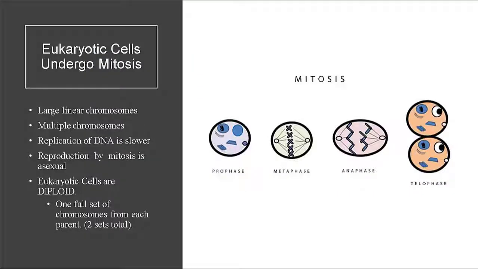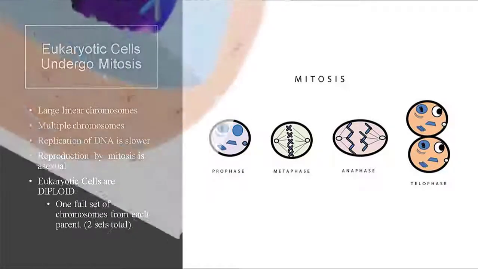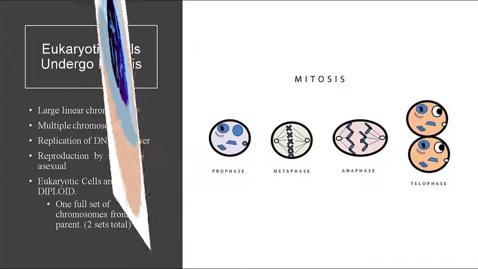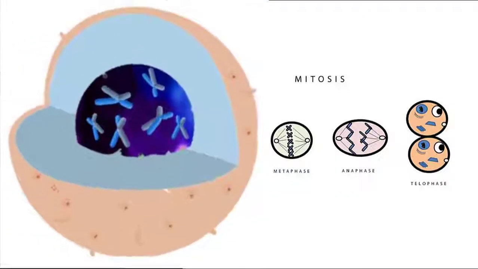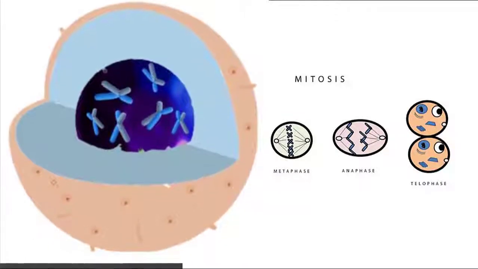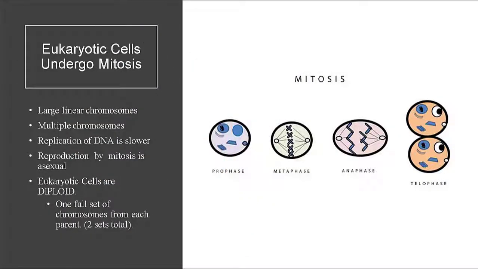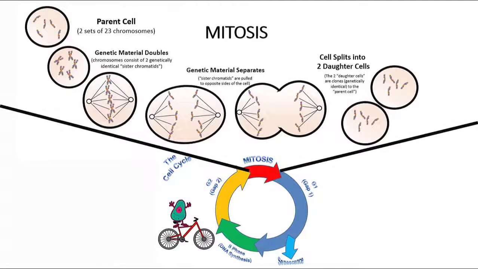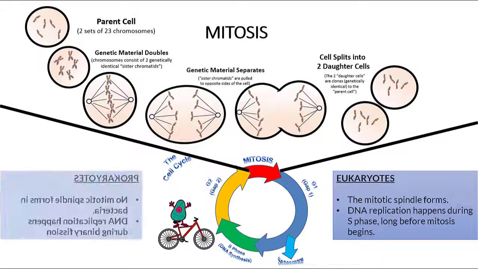In contrast, eukaryotic cells undergo mitosis. Mitosis is the method by which eukaryotic organisms can undergo a type of asexual reproduction. Remember that eukaryotic organisms have large linear chromosomes. Also, they have more than one chromosome. Replication of DNA is much slower in eukaryotic organisms. Reproduction by mitosis is asexual.